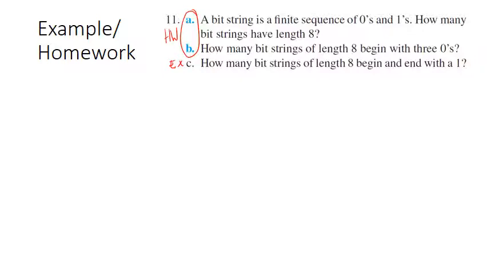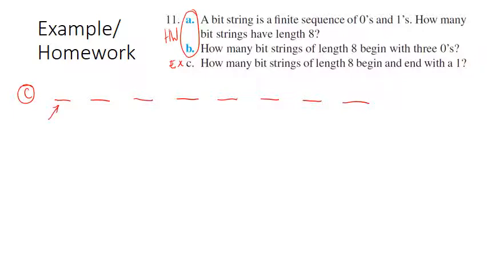Part C, how many bit strings of length 8 begin and end with a 1? And in part A, it does tell us that a bit string is a finite sequence of 0s and 1s. Let me show you the way that I like to do these. If I'm going to have a length 8 bit string, I'm going to lay out a little template for myself where I have 8 blanks. And then I'm going to think about these as my 8 different steps of constructing the bit string, and I'm going to think about how many choices I have for each of them.